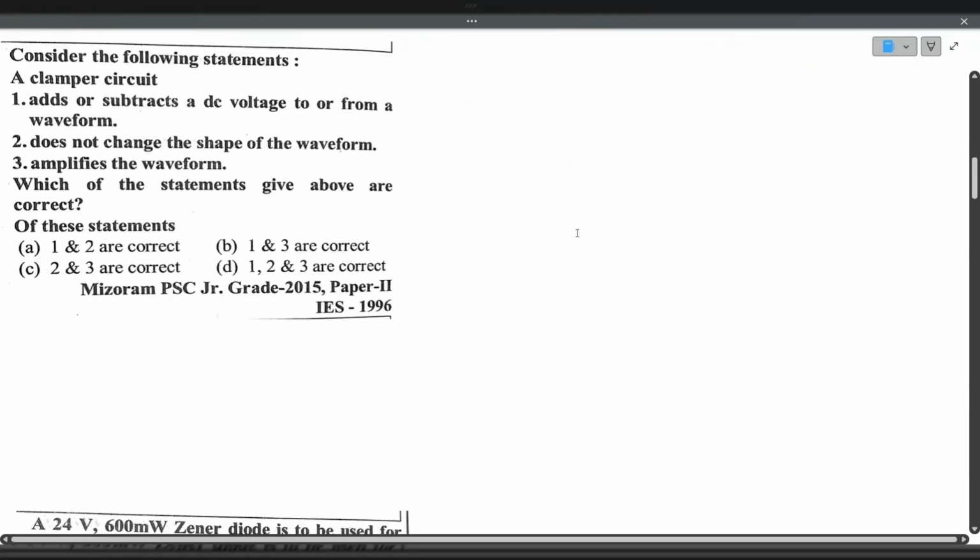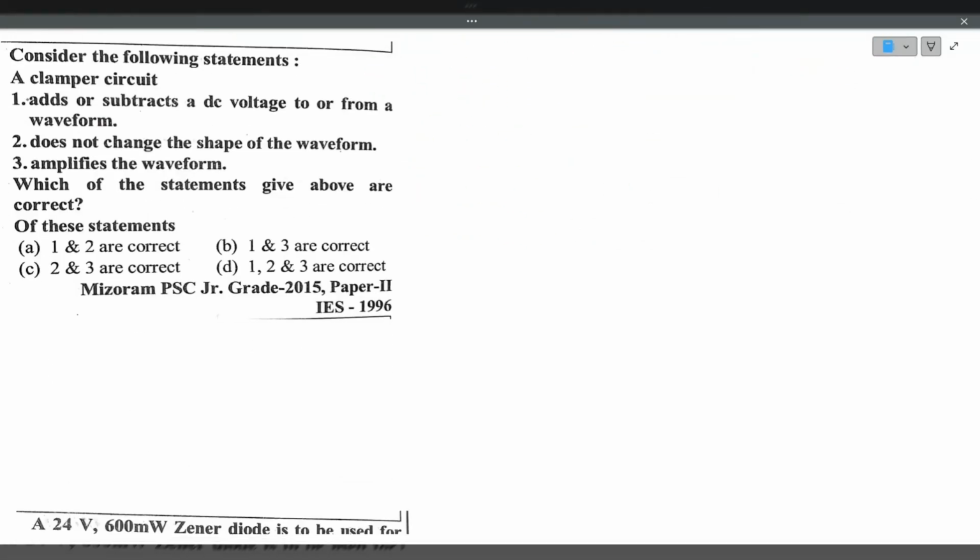We'll solve the next question. Consider the following statements. A clamper circuit adds or subtracts the DC voltage to or from the waveform. Yes, it adds or subtracts. Positive clampers add, negative clampers subtract. This is the positive clamper. There will be a capacitor in series with the input supply. If the diode is facing upwards, it is a positive clamper.